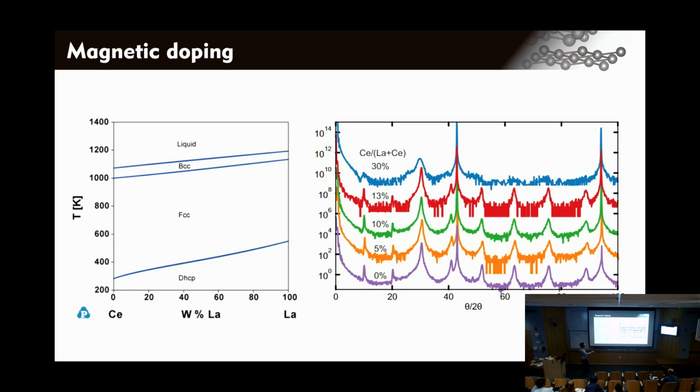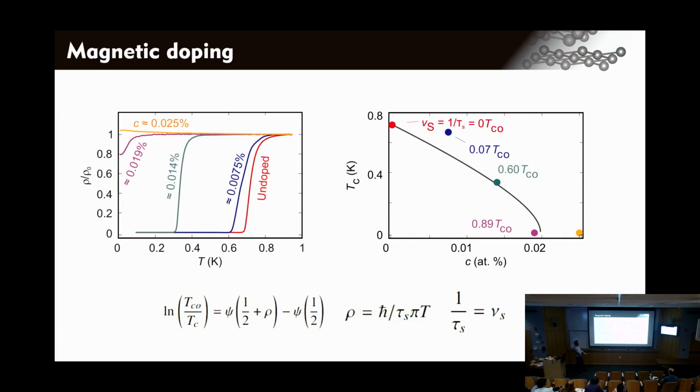So we can grow a series of samples from undoped to 5%, 10%, and actually since then we have 100%. So we can grow the full alloy from lanthanum to cerium. Okay, and the structure stays the same. So this is actually quite a lot of cerium. And the interesting physics happens at much lower cerium concentrations, and that's illustrated here.